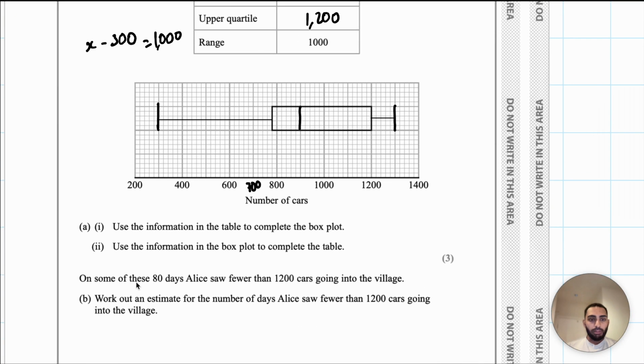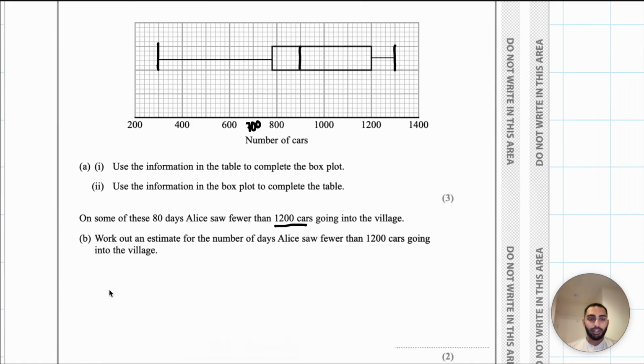Part B. On some of these 80 days, Alice saw fewer than 1,200 cars going into the village. So that's over here. Work out an estimate for the number of days Alice saw fewer than 1,200 cars going into the village. So this point is very important. It's at the upper quartile. And the upper quartile is the top 75% of the data.